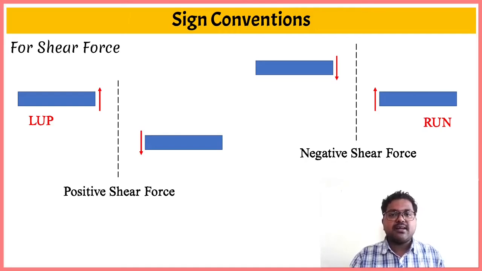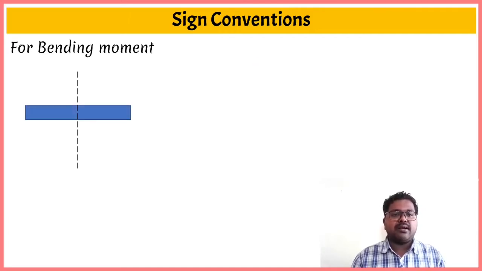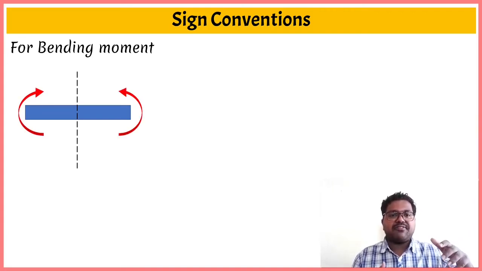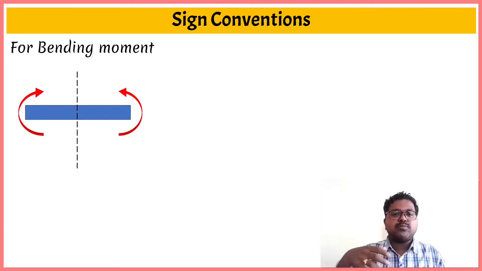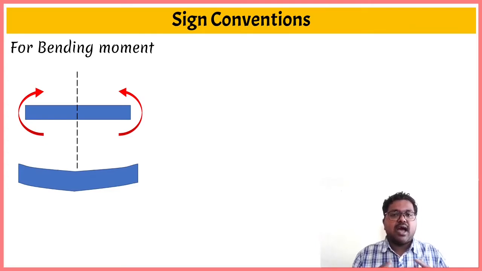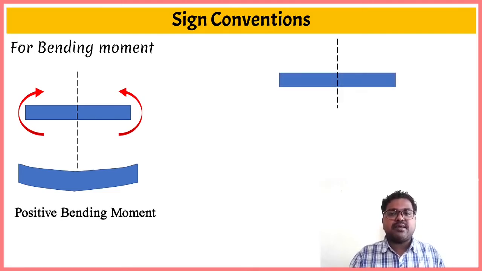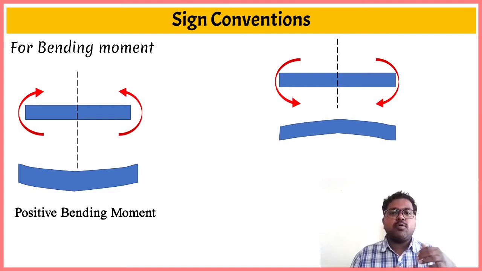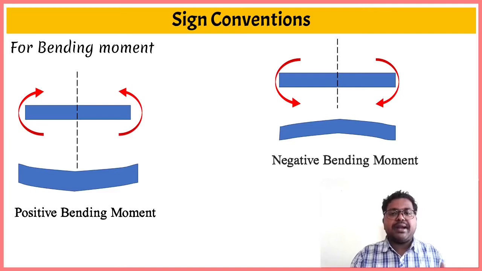Now, if we see for bending moment, when a member is subjected to clockwise moment on the left hand side or anti-clockwise moment on the right hand side, then the beam tends to sag, or sagging is happening in the beam. This is the positive bending moment. In the same way, if a member is subjected to anti-clockwise moment on the left hand side and clockwise moment on the right hand side, then the beam or member tends to hog, which is a negative bending moment.